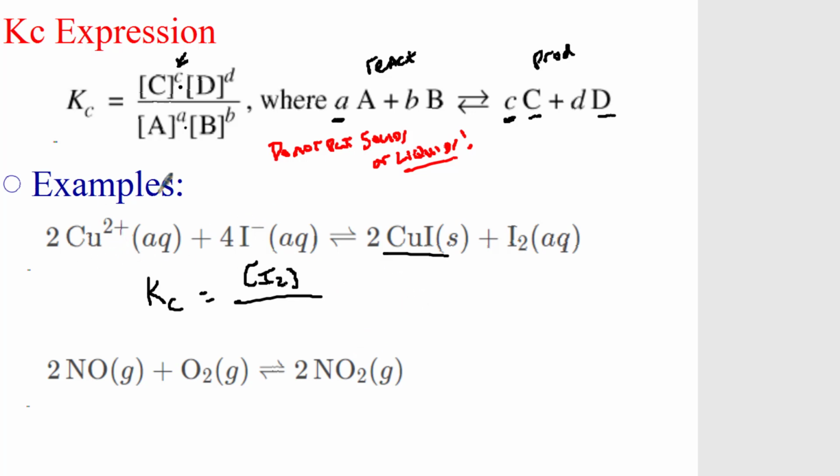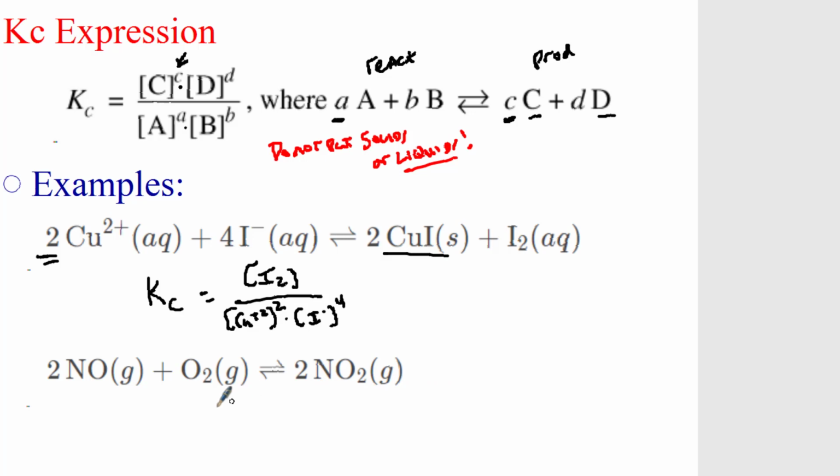On the denominator, I'm going to put my reactants. Do you see how I have 2 copper plus 2s? So that's going to be the concentration of Cu2+ squared, times I minus, which I put in brackets, and I have 4 of those, so that's to the 4th power. And that is your Kc expression, or your K expression.